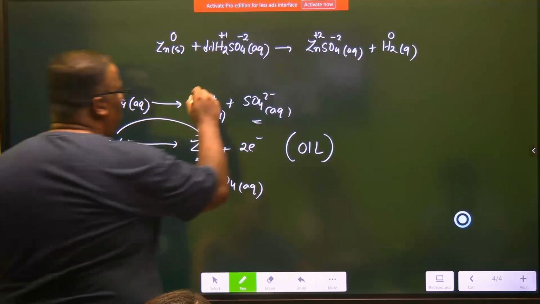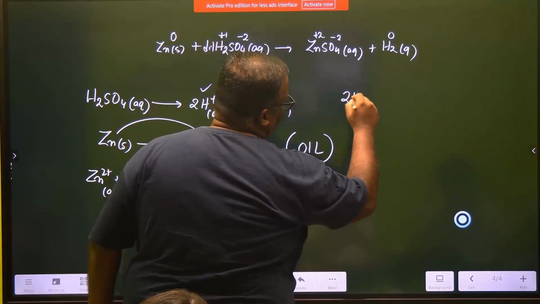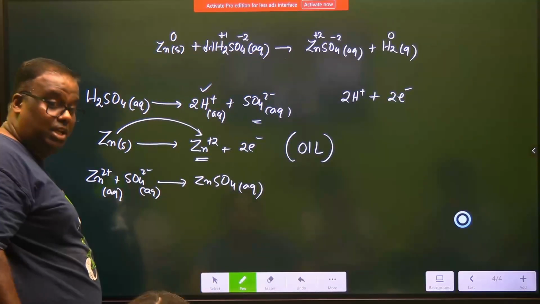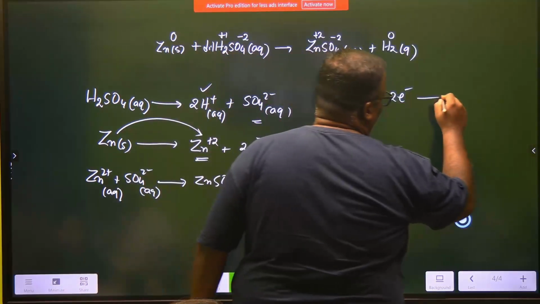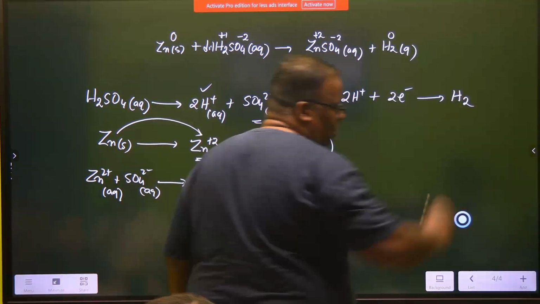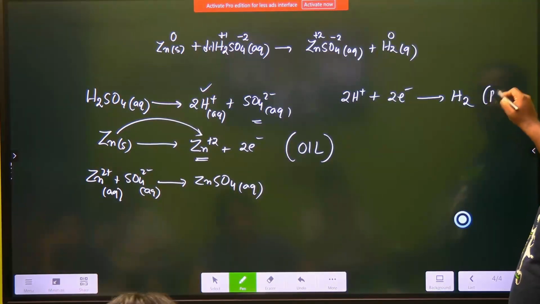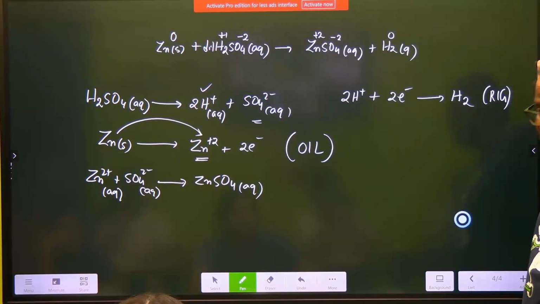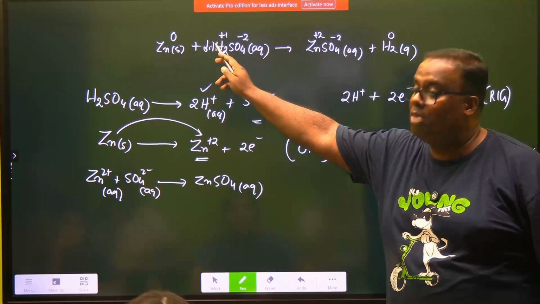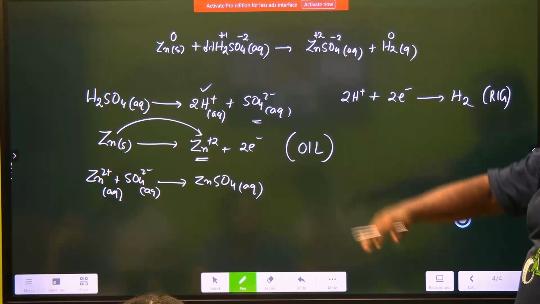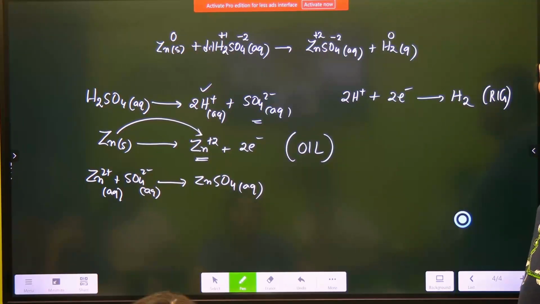The reduction will come when our 2H+ will react with the 2 electrons. These 2 electrons were liberated by whom? Zinc. So this will form 2 atoms of hydrogen, which will combine to form 1 molecule of hydrogen. Did you understand? Now this is RIG, oil rig. Reduction is gain of electrons. So look, what is the oxidation state of hydrogen out here? +1. What is the oxidation state? 0. +1 to 0, you've gone down. So it is a case of reduction. Understood clearly now?